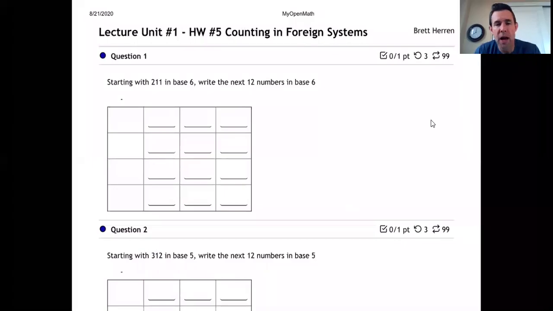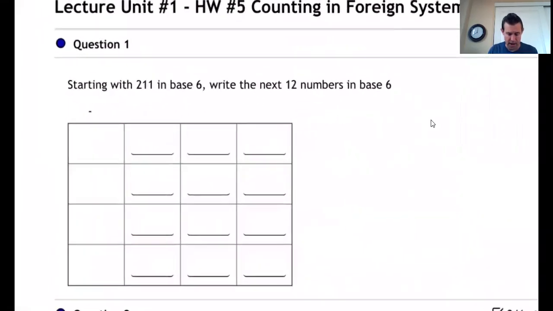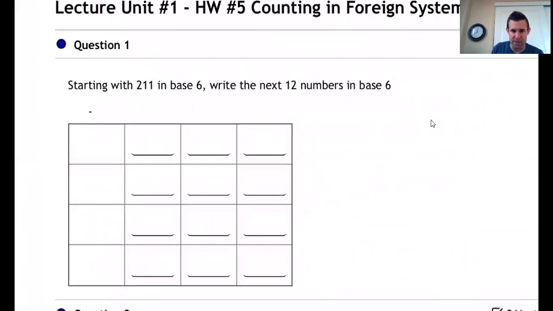Okay, so we're talking about counting in a foreign system. So how do we count in a foreign system? Right here, the question is giving us 211 in base 6. Let me make this a little bigger so you can all see it better. They want us to count the next 12 numbers in base 6.